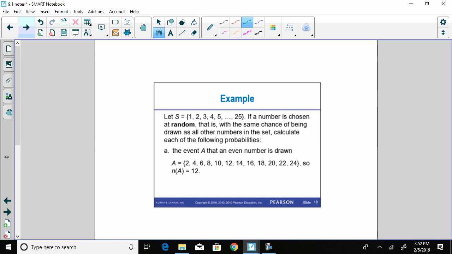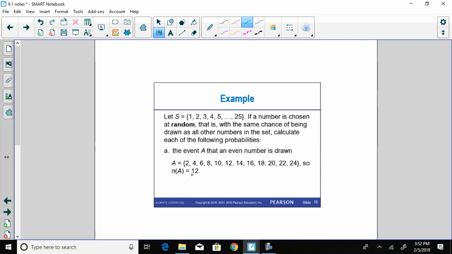So take a look at this one. Let S, that's our sample set, be the numbers 1 through 25. If a number is chosen at random, that is, with the same chance of being drawn as any of the others, calculate each of the following probabilities. Okay? Event A, that an even number is drawn. So we're talking about what is the probability of getting 2, 4, 6, 8, 10, right? So on and so forth.